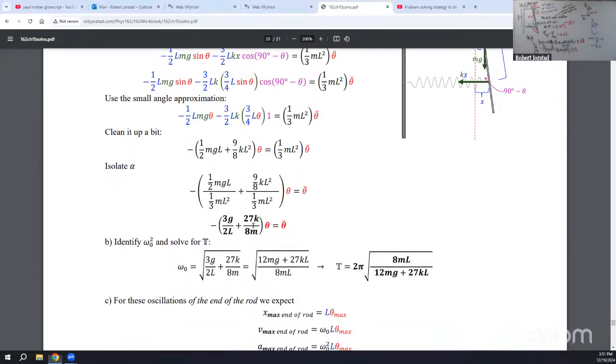I found that is omega naught. So it's some weird thing. This is omega naught. You could write it maybe in different forms. And from there, you can get the period.